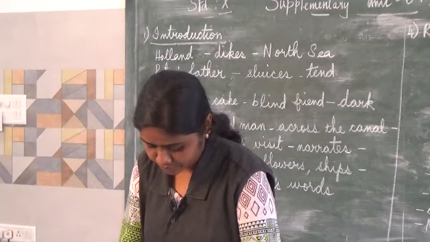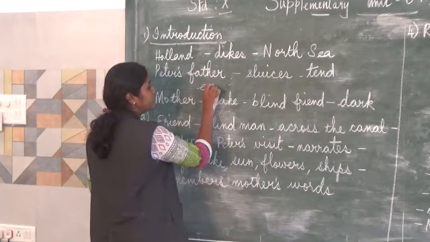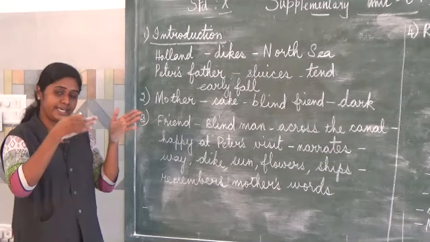Okay. Now I told you this is one afternoon. Here only we have the mention of the season. You remember the word early fall? Early fall means, I told you, autumn season. Autumn season is between summer and winter.